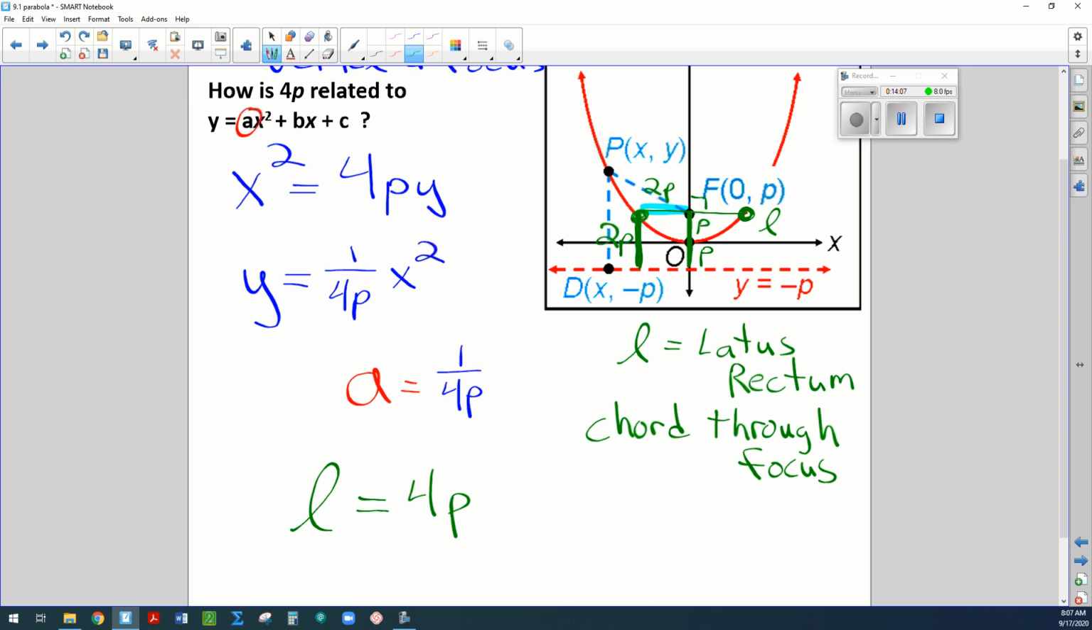So if I'm looking at this equation, y equals x squared, but I have this 4P in front of y, the 4P is actually how wide the parabola is at the focus. How wide the parabola is at the focus.